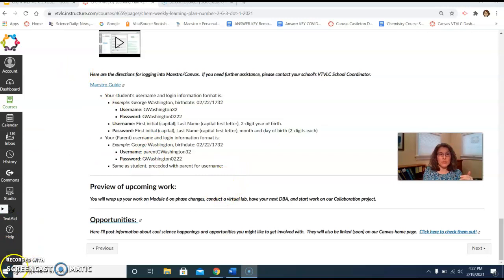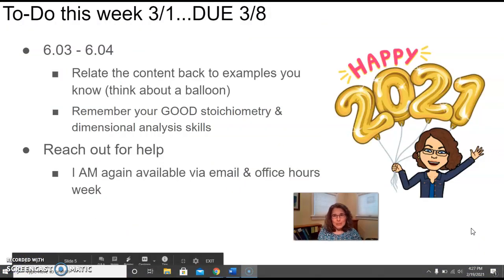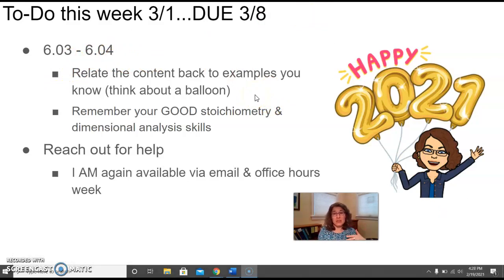So let's go back for a quick look. All right, so what's up for this week? I suppose I could try and imitate my own Bitmoji here. But this week, you're going to be doing 6.03 and 6.04. Again, I really encourage you to relate the content back to examples that you know. Thinking about a balloon is a really helpful structure as you are working through this content. And again, make sure you're remembering your good stoichiometry and dimensional analysis skills. You want to carry those forward into the work that you're doing here.